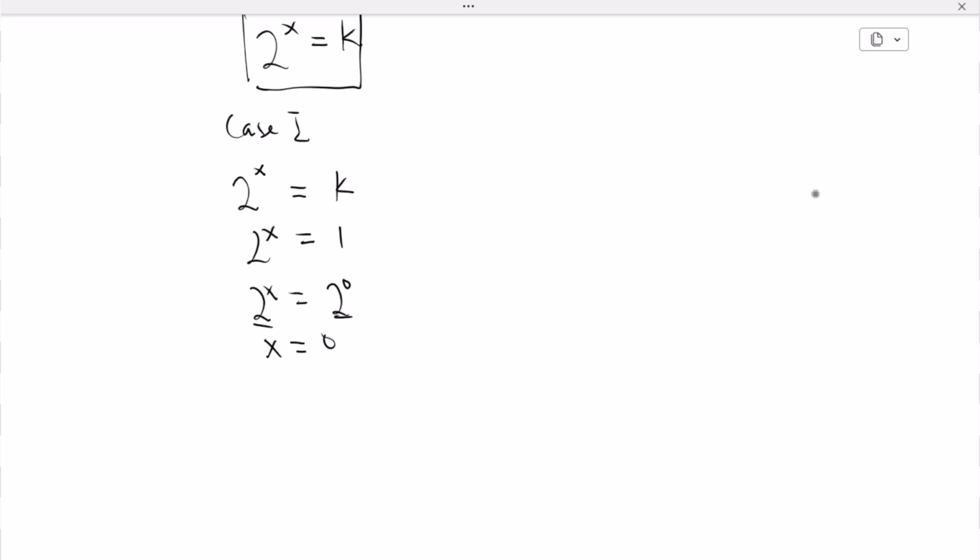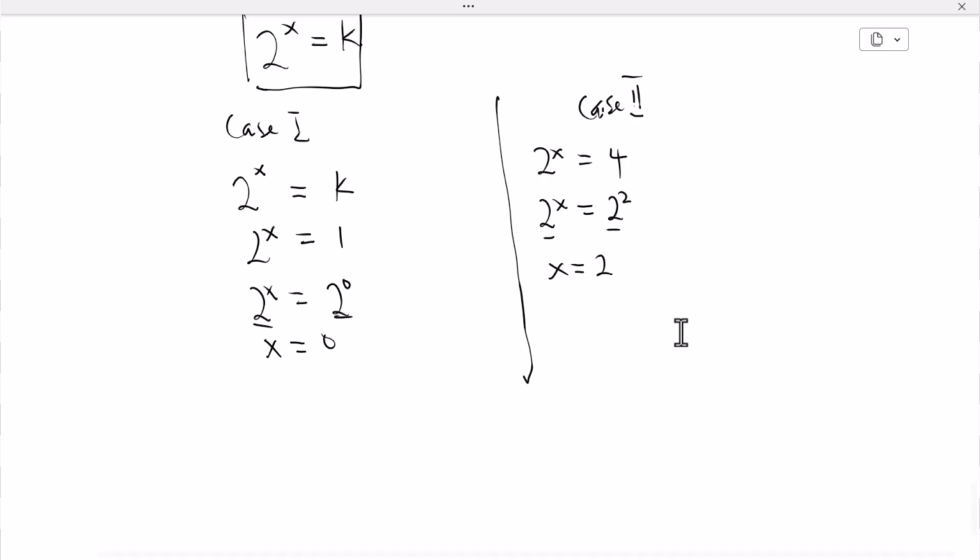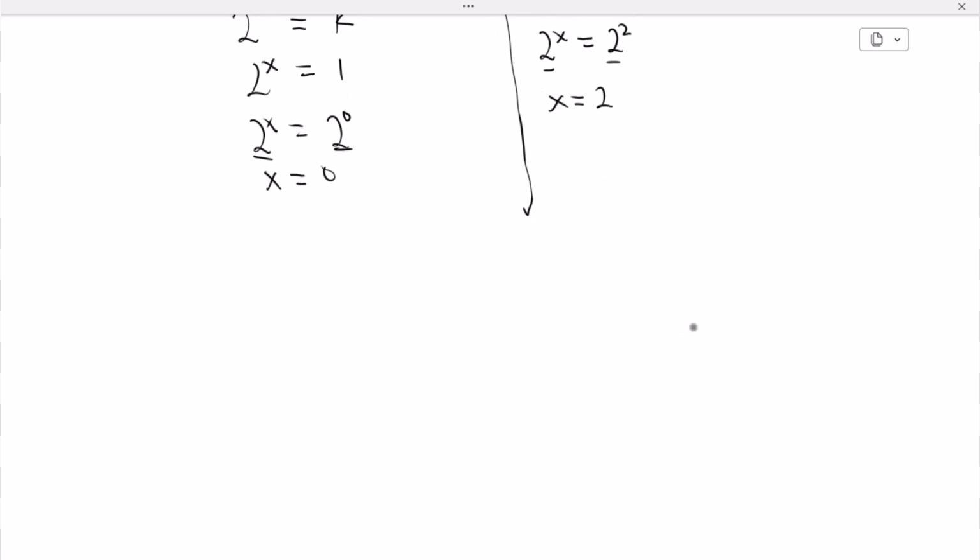So let's look at the second case, the second scenario. Second case, 2 to the power x is equal to 4. 2 to the power x is equal to 2 to the power 2. Since the bases are the same, I just equate the exponent, so x is equal to 2. So, concluding, we can say that our x is equal to 0 and our x is equal to 2.